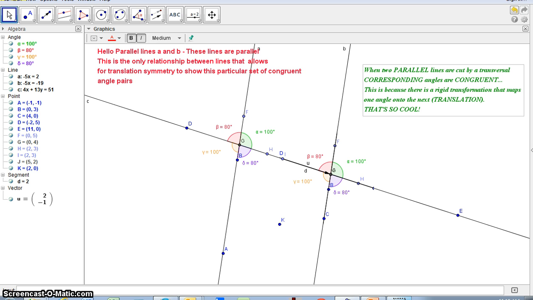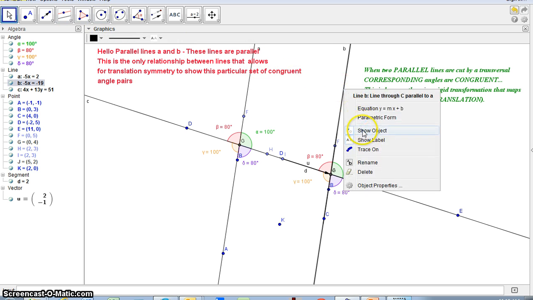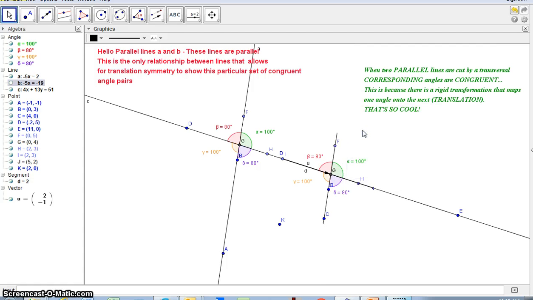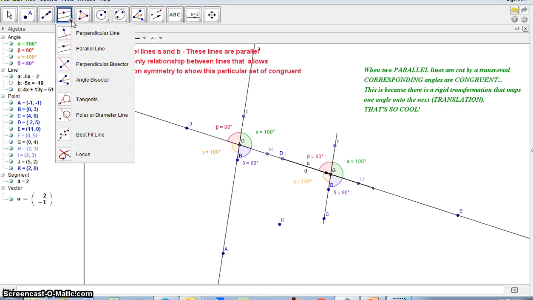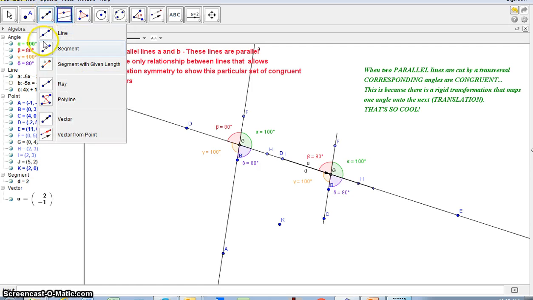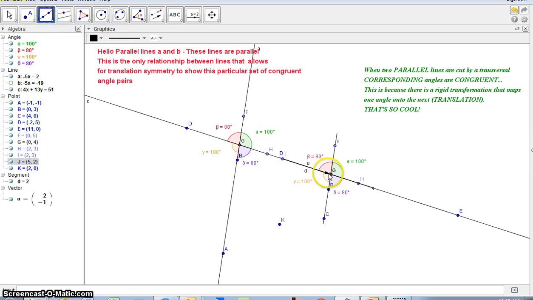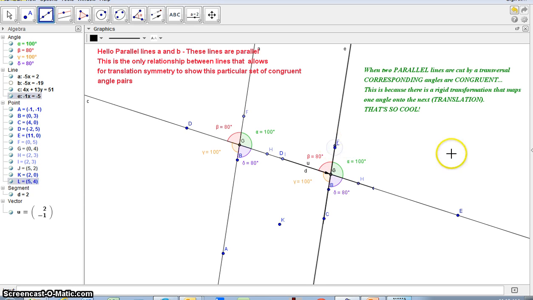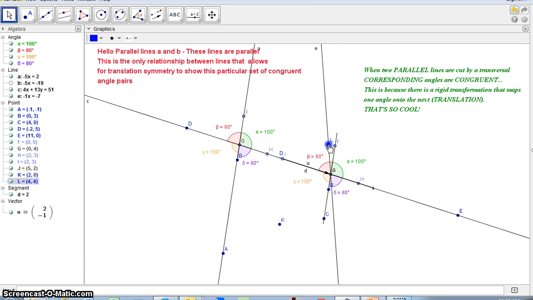Cool. So I'm going to turn this line off just for the heck of it. And I'm going to put another line in, and I want it to be a line we can change. So I'd like to use just the regular old line tool, and I'd like to put it through these 2 points. At the moment, lines A and E are parallel, but what happens as soon as I change that?